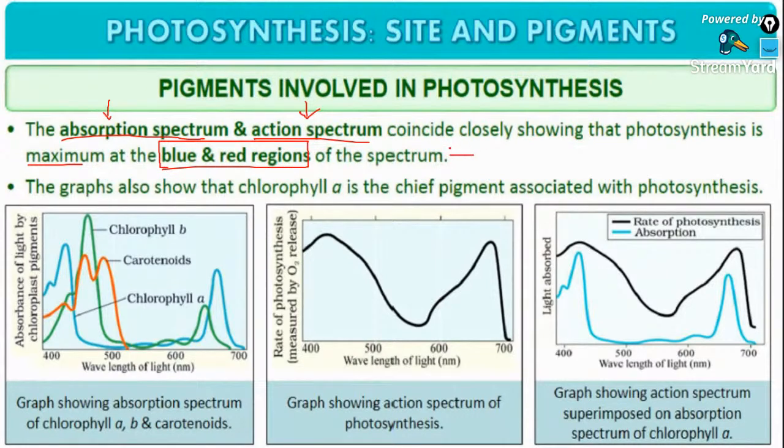This was performed by a scientist also, right? And we studied about them in the last class, where we discussed the early experiments of these scientists. Cladophora and the aerobic bacteria were growing in the blue and the red regions of the spectrum. And the graph also shows that chlorophyll A is the chief pigment associated with photosynthesis.